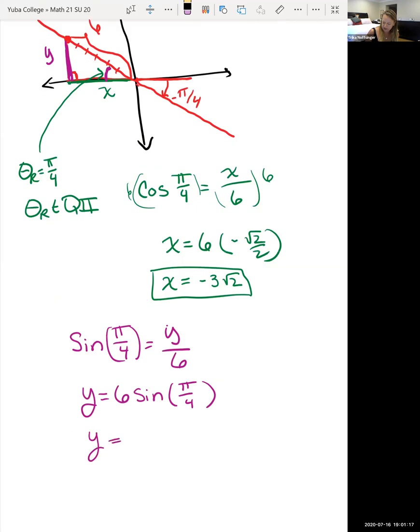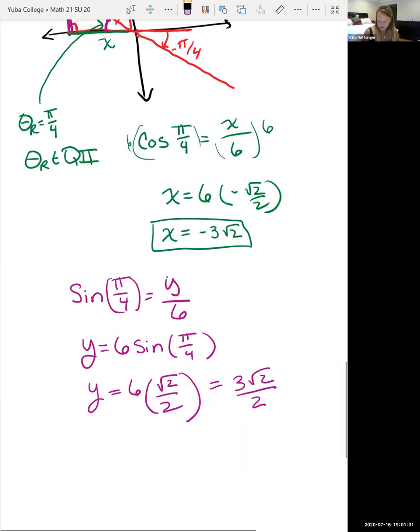So it is 6 times +√2/2, which reduces to 3√2/2. So we got a point -3, oops, not over 2, and reduced. So -3√2 is our x value and +3√2 is our y value.